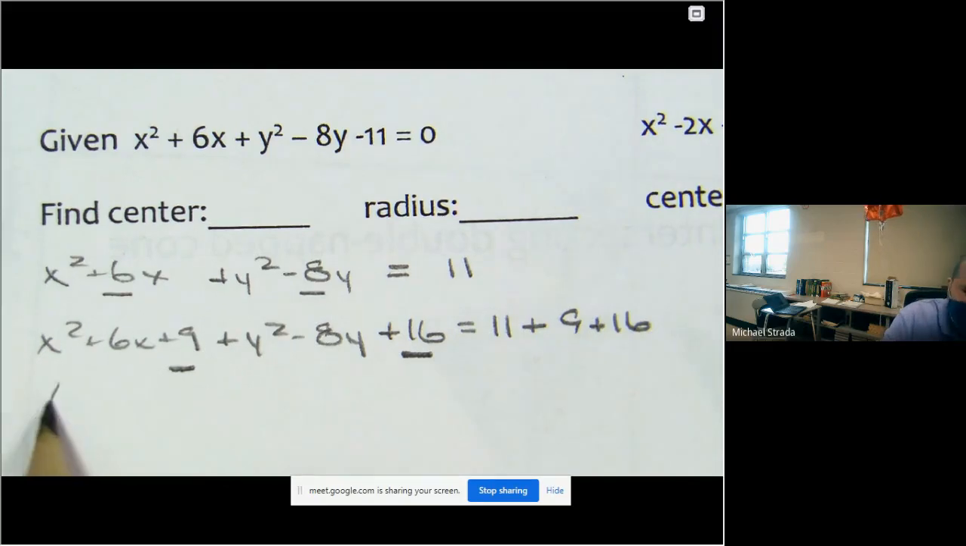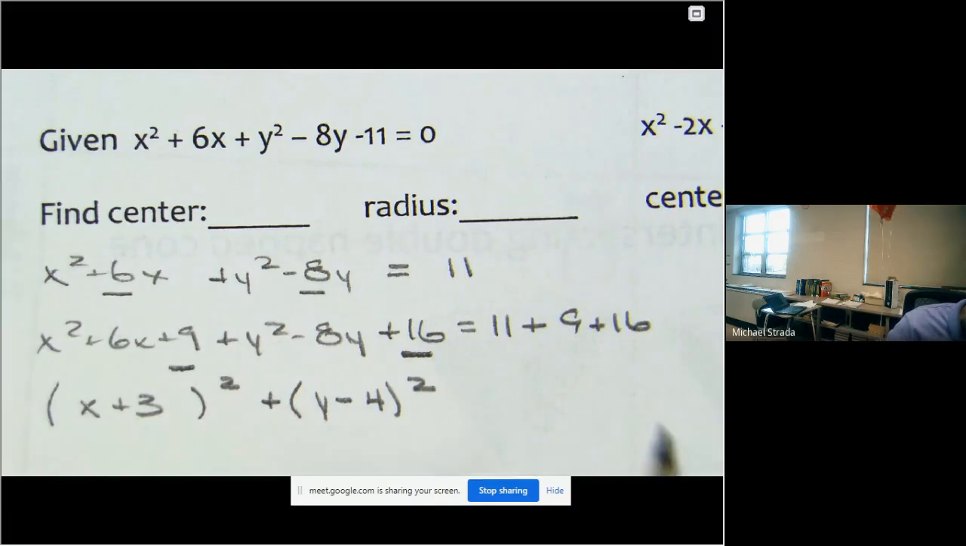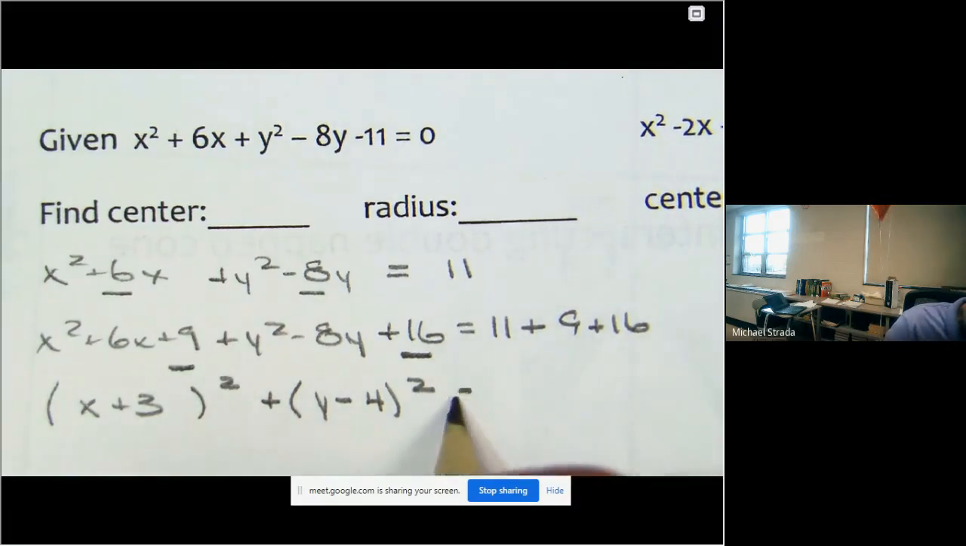All right. x^2 + 6x + 9. What is the square root of 9? Brings us back to what? 3. So that becomes (x + 3)^2. Everybody okay with that? All right. y^2 - 8y + 16 is going to bring us back to what? (y - 4). Good. Everybody good with that? 11 plus 9 is 20. What's 20 plus 16? 36.